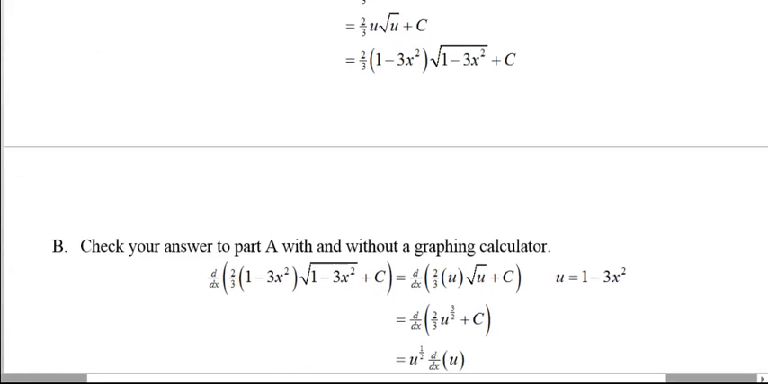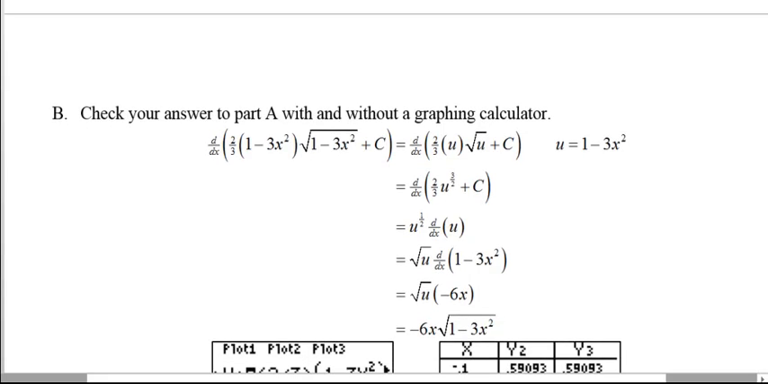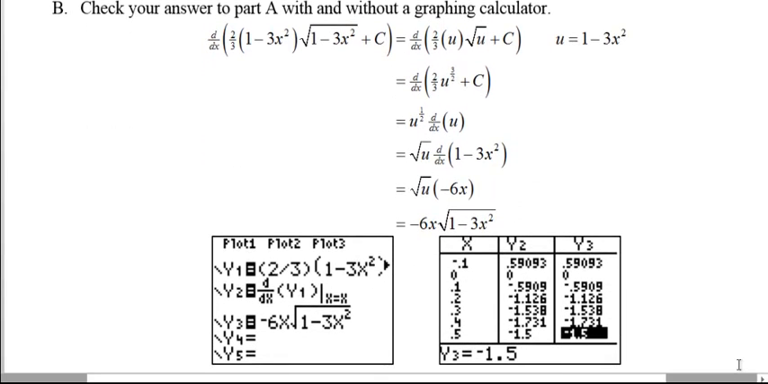Let's check that one. Well, we check it by doing a derivative, and guess what we're going to do? We're going to do exactly that same substitution. u equals 1 minus 3x squared. And so when we do that, this becomes the derivative of 2/3 u square root of u, plus c. I'm going to write the square root of u as u to the 1/2, then u to the first times u to the 1/2 is u to the 3/2, and so it boils down to this here. Take the derivative there. Of course, the derivative of c is 0, as always.